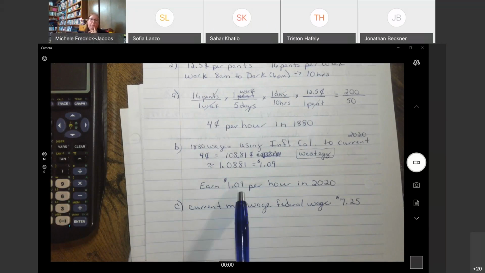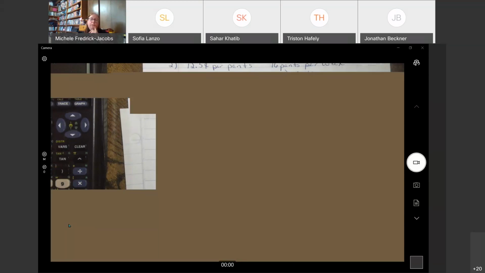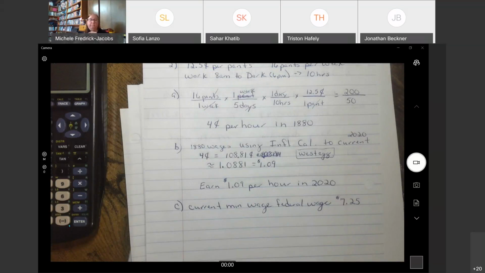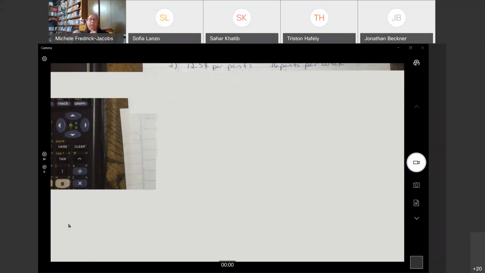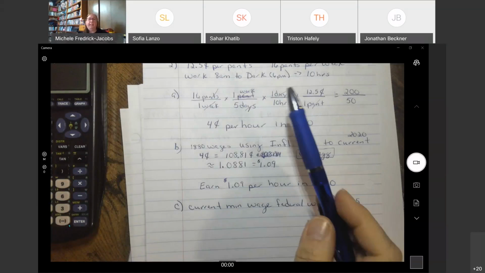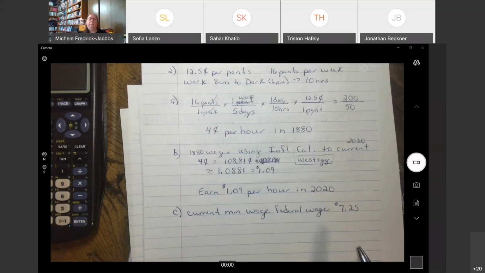And then for the last two sentences, you want to compare these two. You can find absolute change, relative percent change, and talk about how minimum wage is above the inflation rate, at least in this section from 1880 to 2020. But there's sections inside there, which you'll see in another problem we do today, that we didn't stay with minimum wage. But in 1880, they were making so much less.